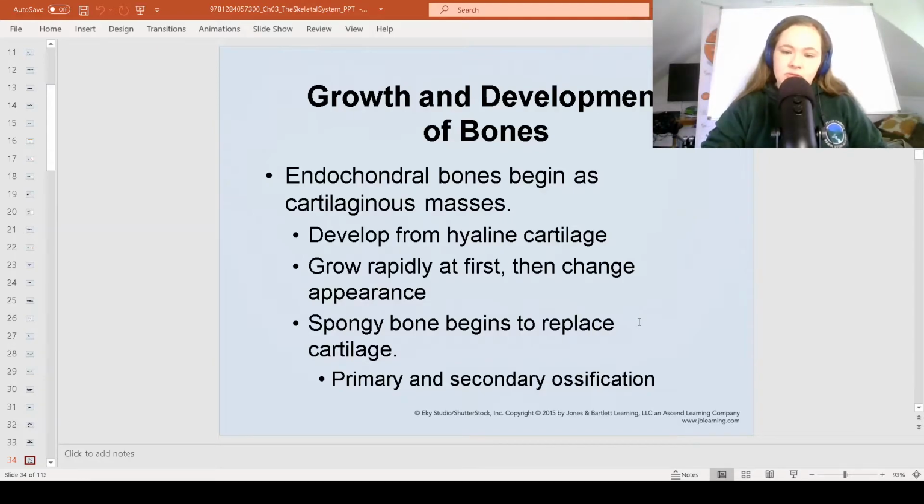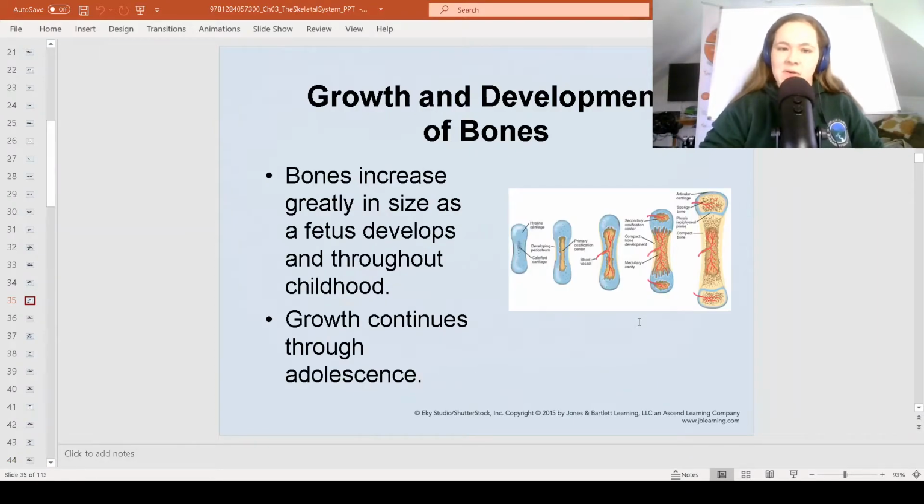Spongy bone begins to replace cartilage, in primary and secondary ossification. There are a lot of terms for ossification. Ossification is the growth of bones. You'll see it a lot. There is a disease known as fibrodysplasia ossificans progressiva, where your muscles turn into bone. It's a pretty cool disease, very rare.